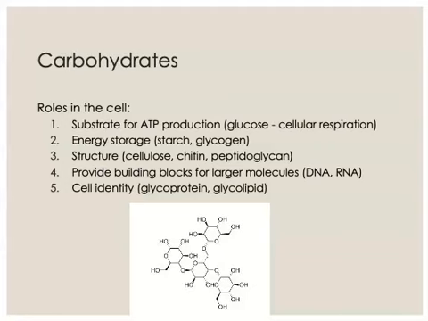And finally, carbohydrates play an important role in cell identity. There are both glycoproteins and glycolipids that are found on the surface of membranes. And it's these carbohydrate portions of the proteins, carbohydrate portions of the lipids, that give a cell its own unique identity.